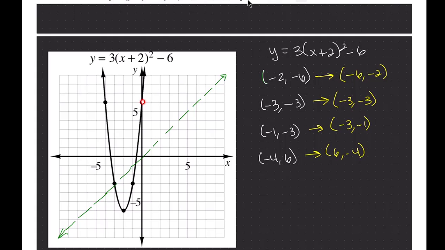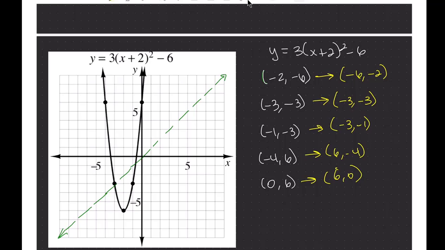And then what's this guy here gonna be? What's that last point? X is 0. Yep. 0, 6. The inverse of 0, 6 is going to be 6, 0.